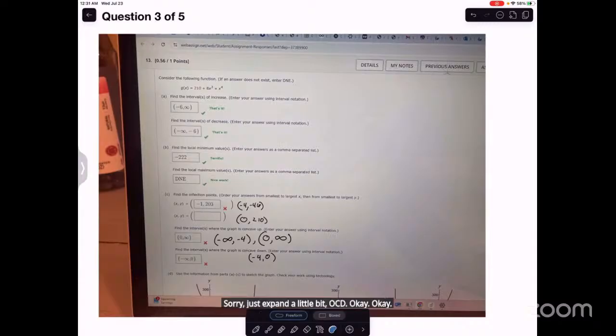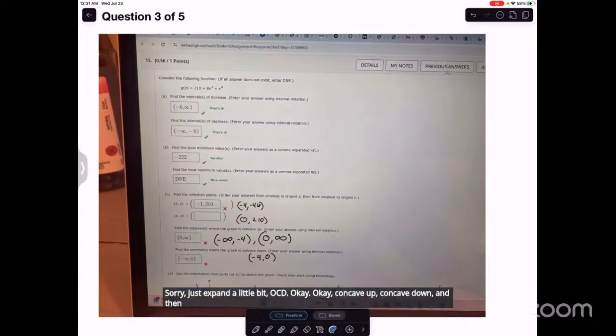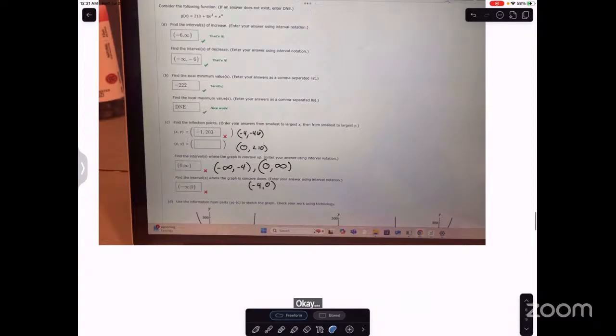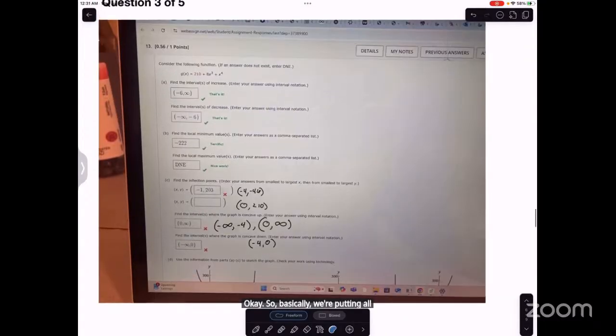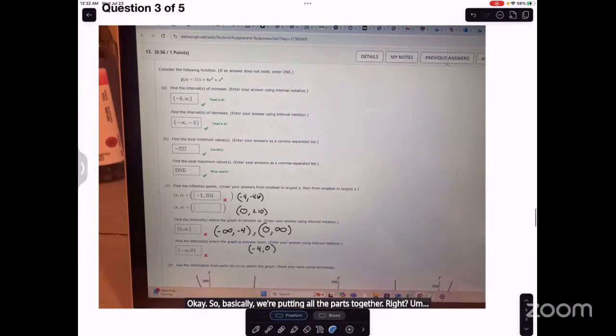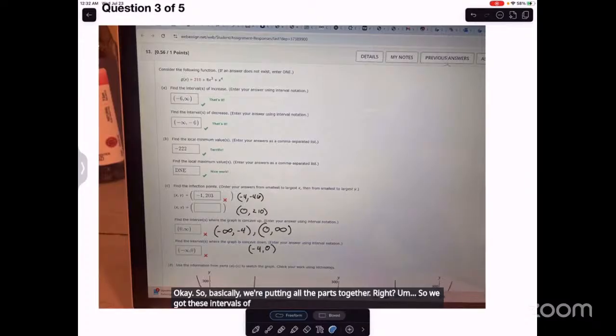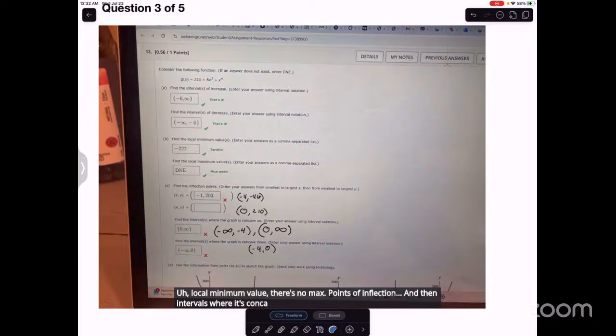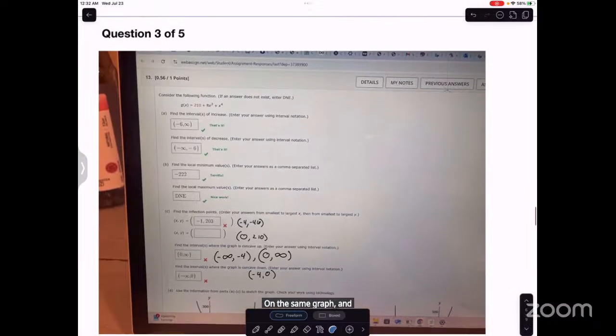Okay, concave up, concave down, and then use the information from parts A through C to sketch the graph and check your work. So basically, we're putting all the parts together, right? So we got these intervals of increasing and decreasing, local minimum value, there's no max, points of inflection, and then intervals where it's concave up and concave down. You would just put all this on the same graph, and then connect it up with a smooth curve.